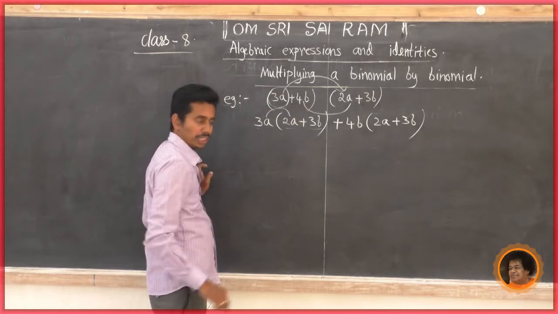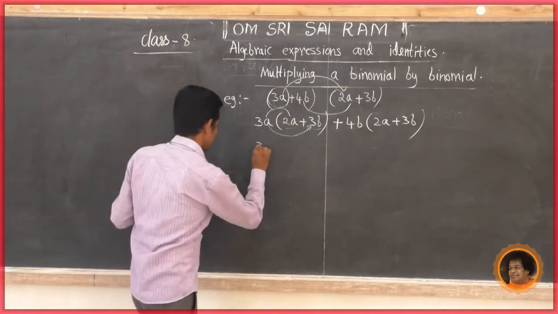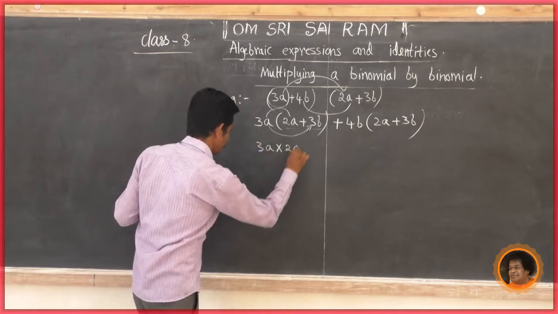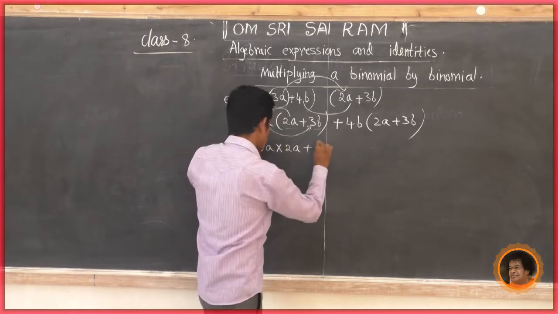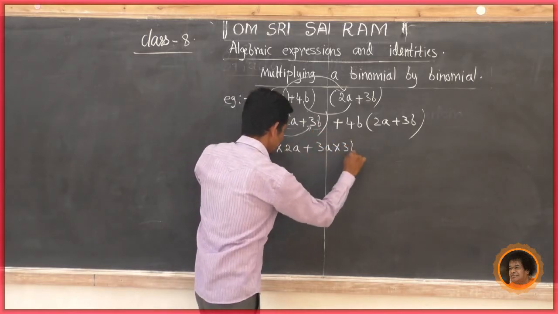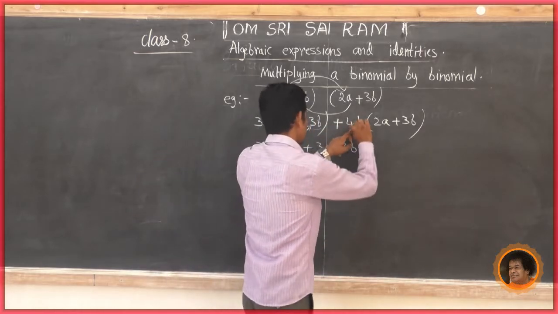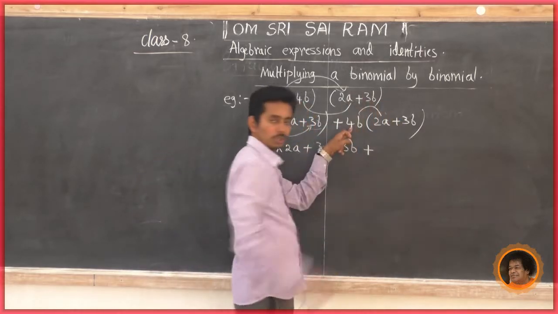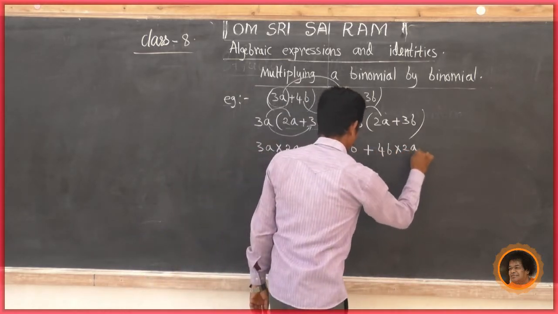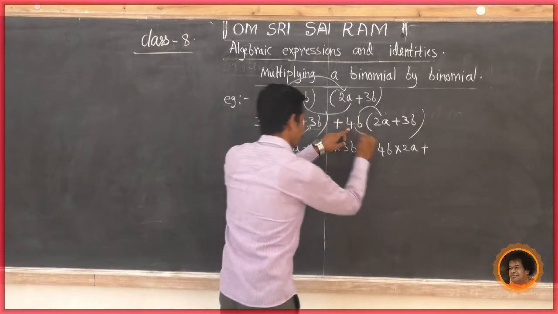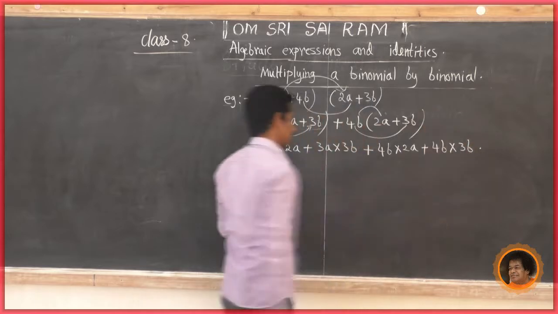Multiply 3a into 2a, then this 3a into plus 3b. Write down 3a into 2a plus 3a into 3b. After that, here it is a plus sign, so plus 4b into 2a plus 4b into 3b.